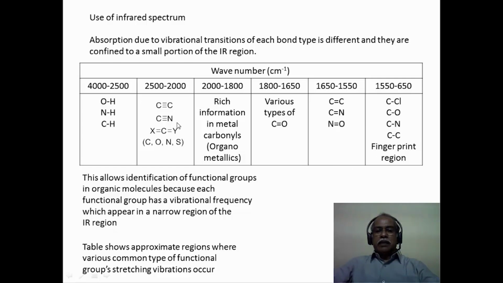So these 6 regions allow one to identify functional groups in an organic molecule, because each functional group has a vibrational frequency which appears in a narrow region of the infrared spectrum. This table essentially shows the approximate regions where the various types of organic functional group stretching vibrations occur, in terms of the various regions that are identified here.